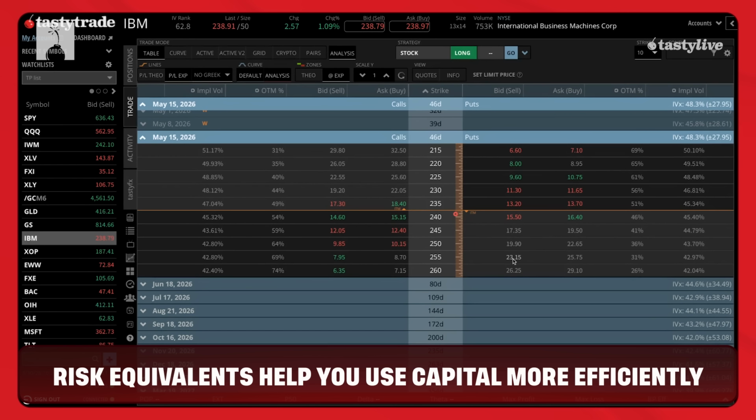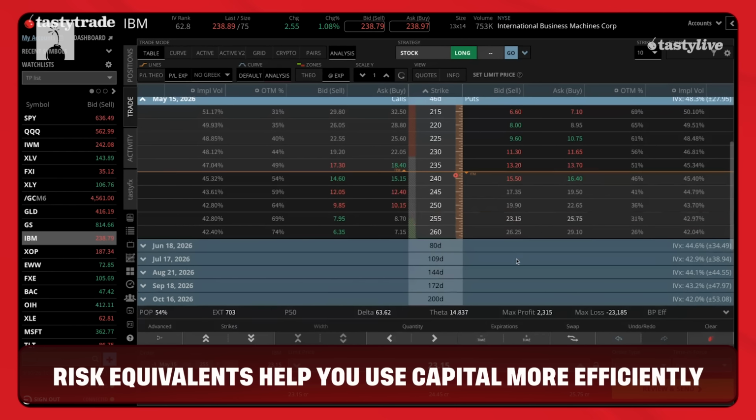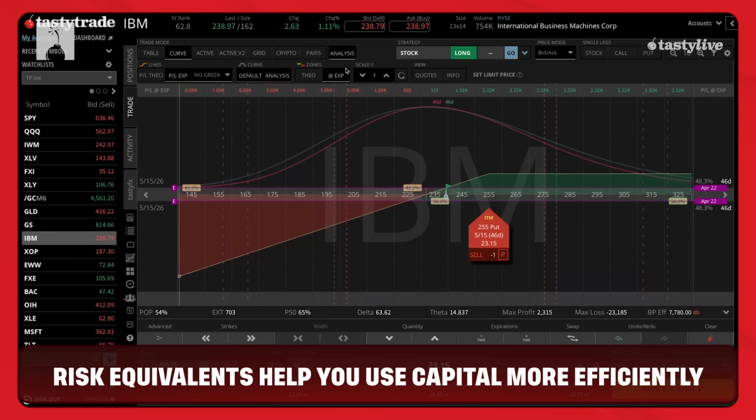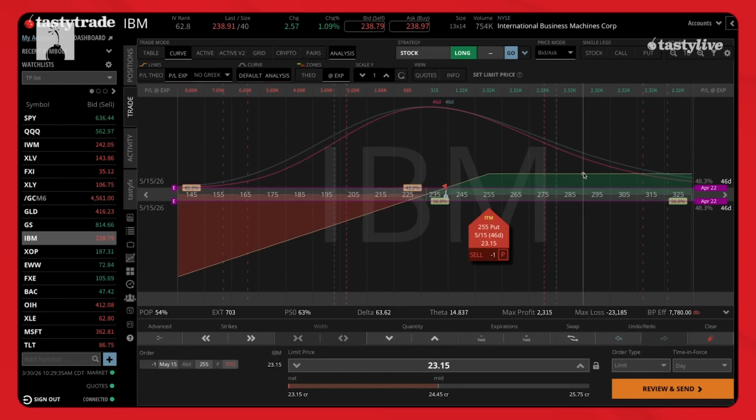And it's the 255 put. I'm going to sell the 255 put and go into curve analysis. It's the same risk profile. If you look closely at these trades, the delta is going to be the same.